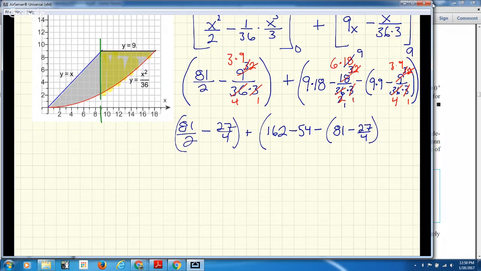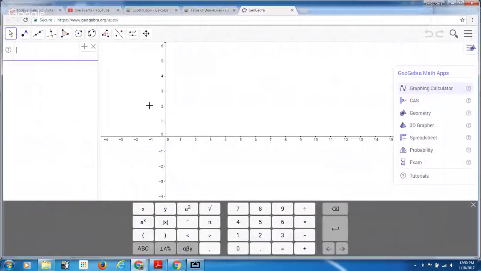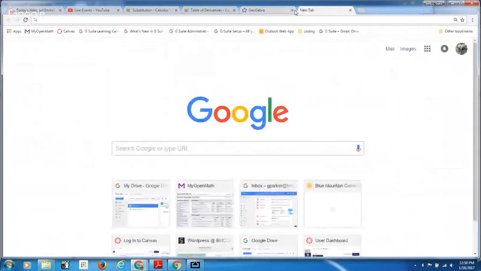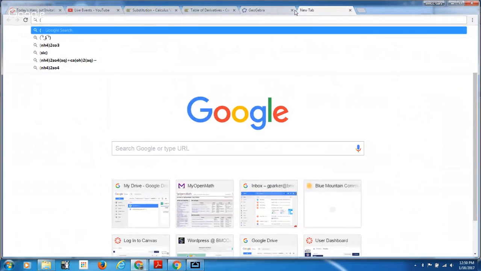Okay. And I think that's enough on the fractions. Now it's time to whip out the calculator. So let's go ask. I could ask GeoGebra, I think I'll just ask Google. So I've got parentheses 81 over 2 minus 27 over 4. Now the downside of the Google calculator is it's going to give me a fractional answer. Plus, and parentheses there, plus 162 minus 54 minus parentheses 81, take away 27 fourths.